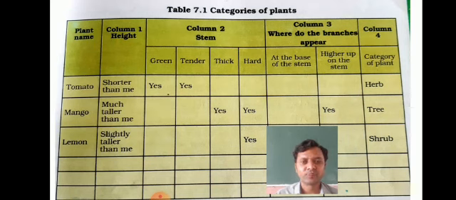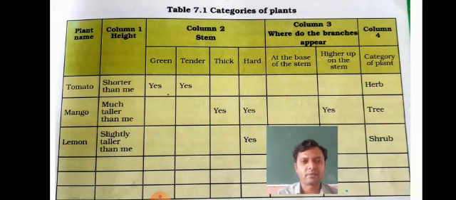Now mango. Mango is much taller than me, obviously. The mango tree is taller than us. Green, tender, no. Thick stem. The mango stem is thick. Yes, it is hard. Yes, branches higher up on the stem. And the category of the plant is tree. Yes, mango is a tree.